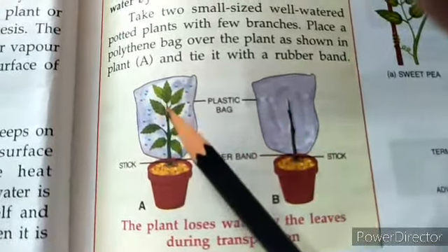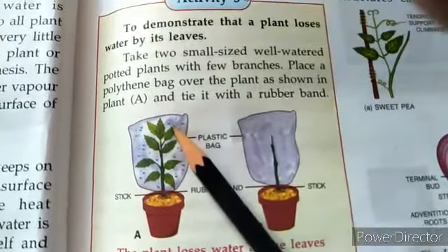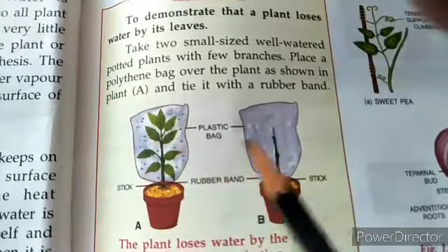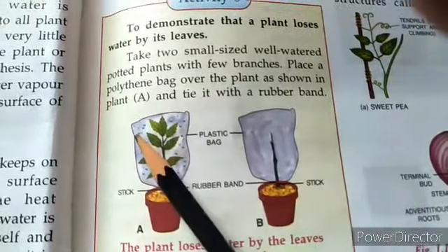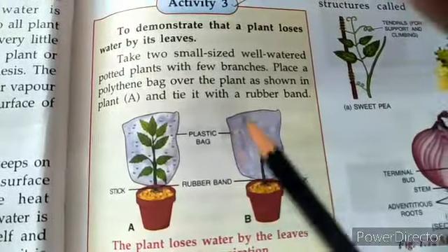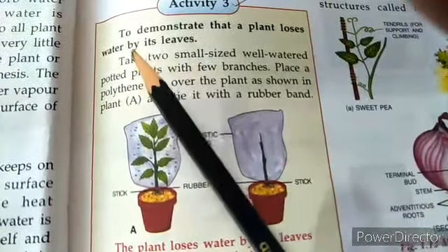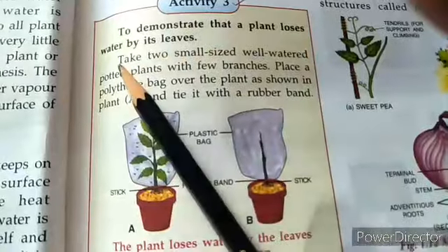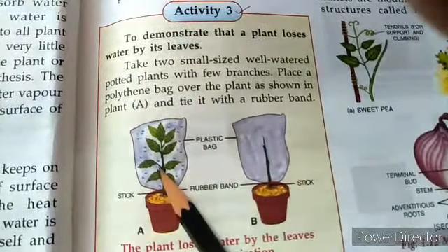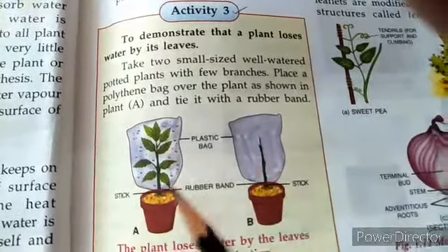So this proves that from leaves the water is lost through transpiration, and that was what we wanted to prove. So where there are leaves, there was water that came out of the leaves. Where there were no leaves, no water came out, so nothing was on the polythene on the inner side. So we have been able to demonstrate that a plant loses water by its leaves. No leaves, no water loss. Leaves were there, water loss. So with that we proved.